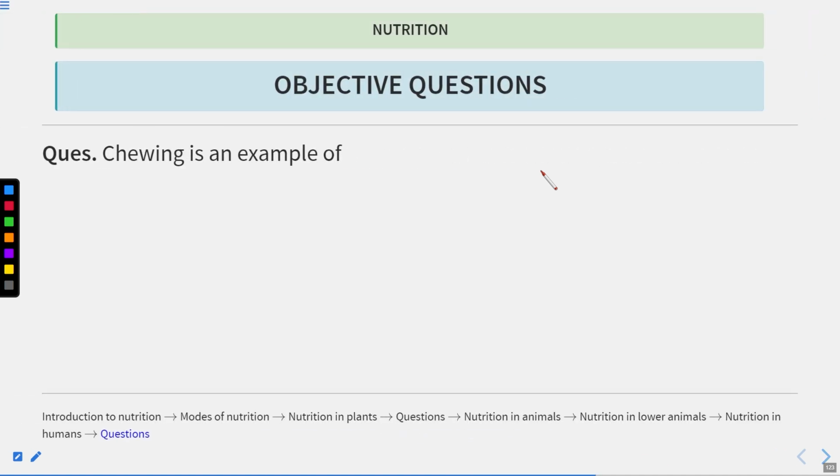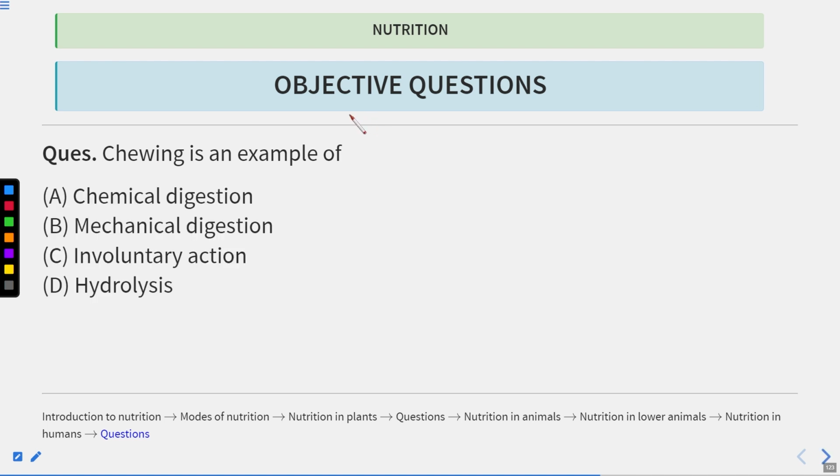The next question is, chewing is an example of. When we ingest the food, after ingestion we chew the food, and then it mixes with the saliva and forms the bolus. Is it an example of chemical digestion, mechanical digestion, involuntary action, or hydrolysis? Chemical digestion takes place with the help of enzymes. Mechanical digestion takes place with the help of the teeth present in the buccal cavity, which help in grinding and tearing.